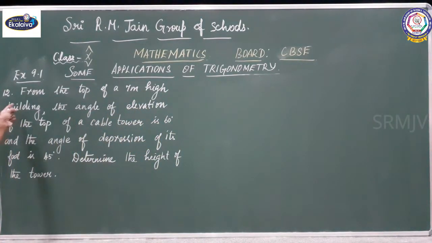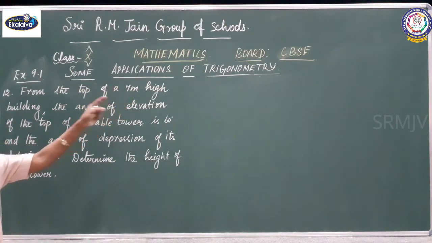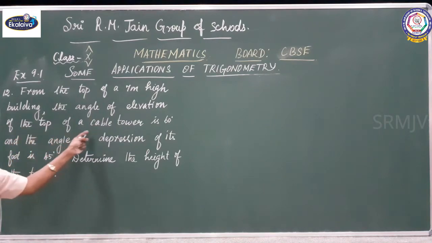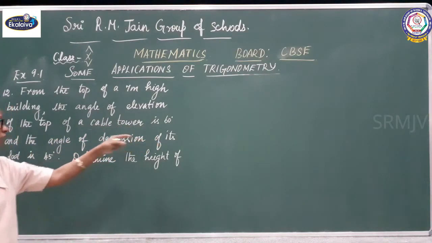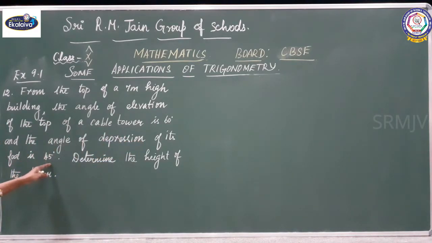Question number 12. From the top of a 7 meter high building, the angle of elevation of the top of a cable tower is 60 degrees and the angle of depression of its foot is 45 degrees. Determine the height of the tower, right?